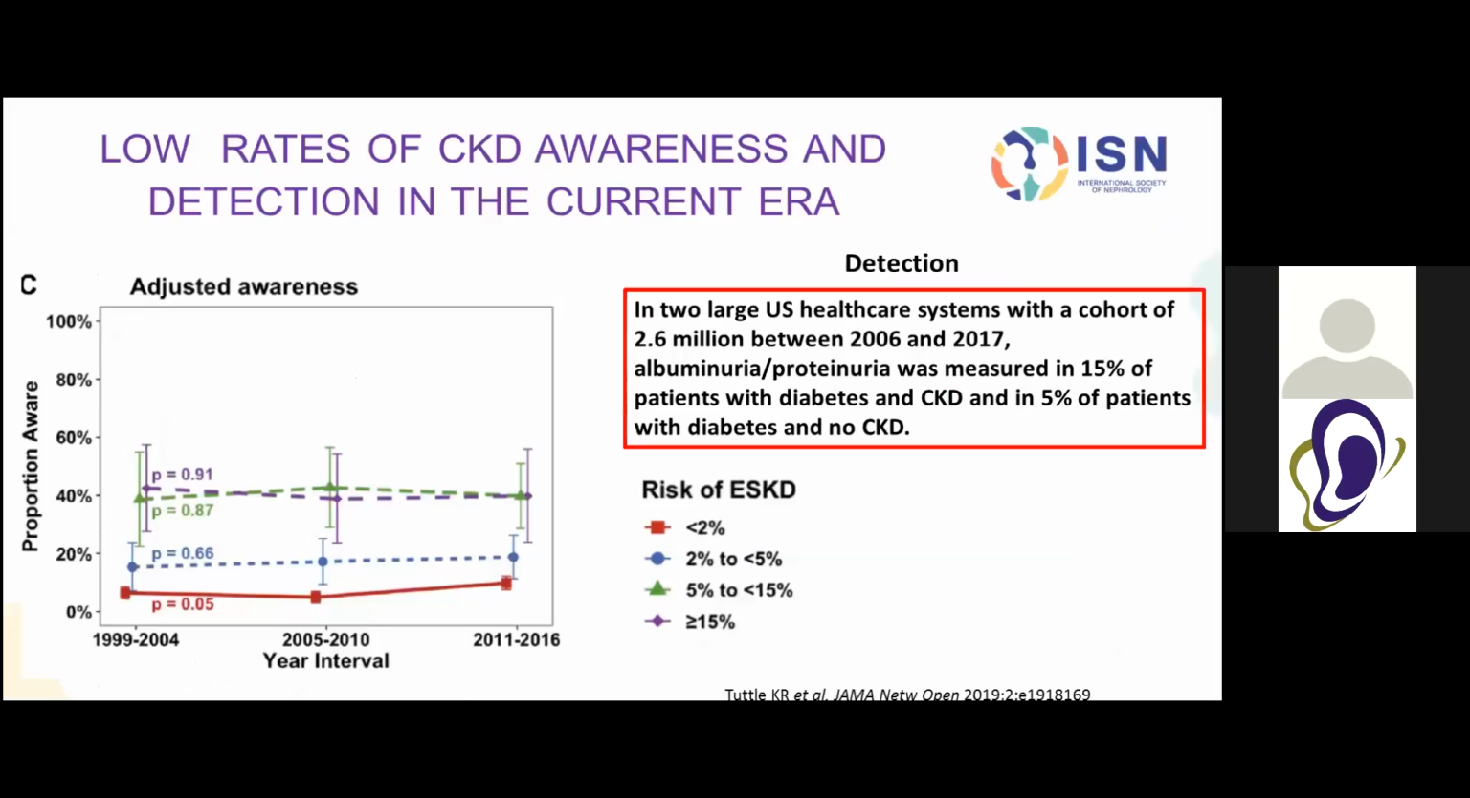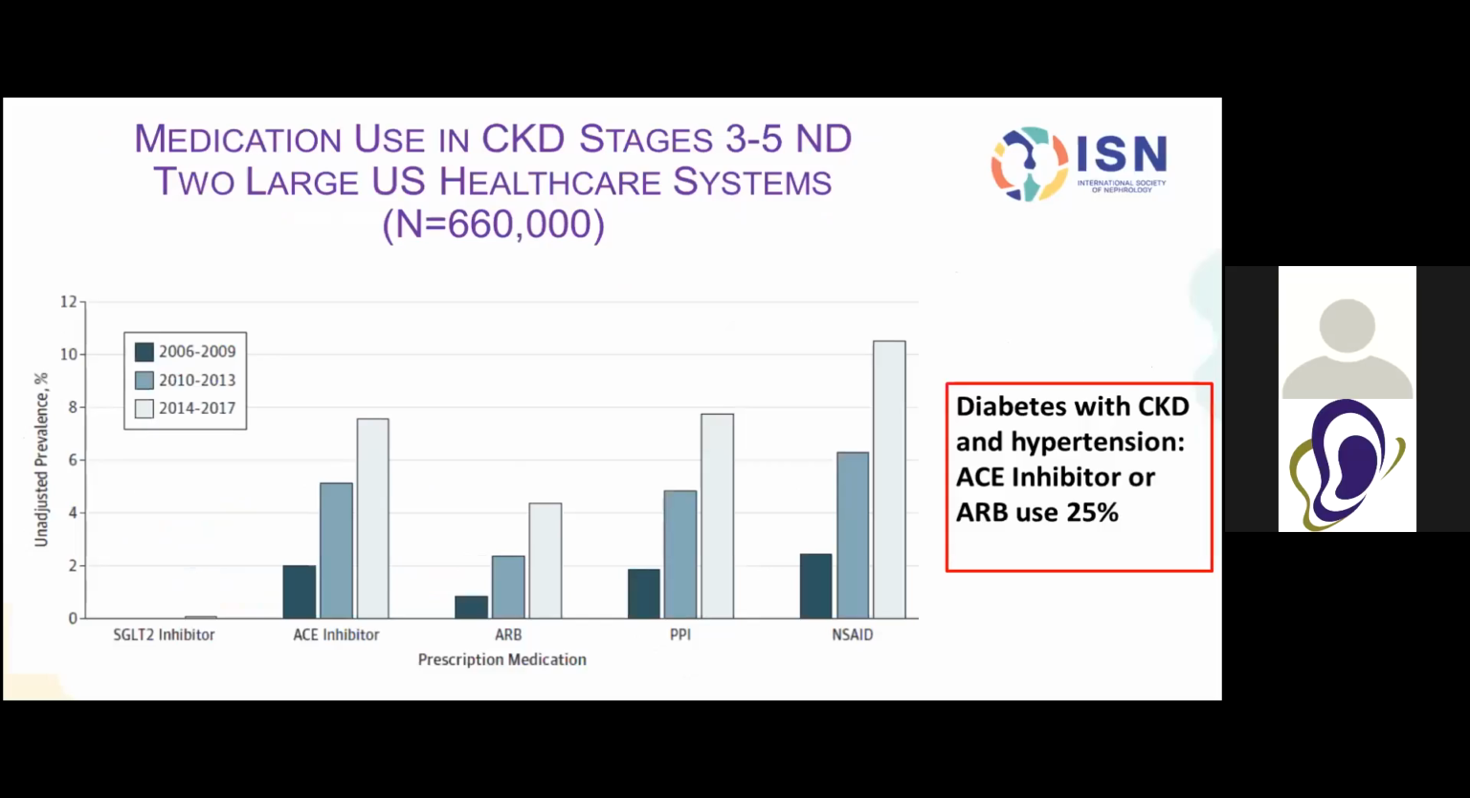Sadly, there are low rates of awareness and detection in the current era, despite all of our discussions. This is a paper from Kathy Tuttle's group that looks at two large US healthcare systems with about 2.6 million people, half the number of people that are in British Columbia, in which only 15% of people with diabetes had albumin measured, and of those who had diabetes and no CKD, only 5% had albumin measured. So I think it's a testimony to not understanding the prognostic implications perhaps of albuminuria.